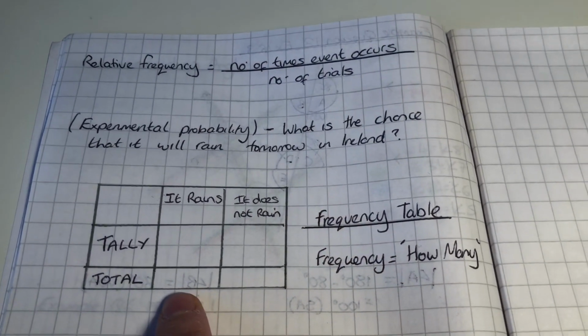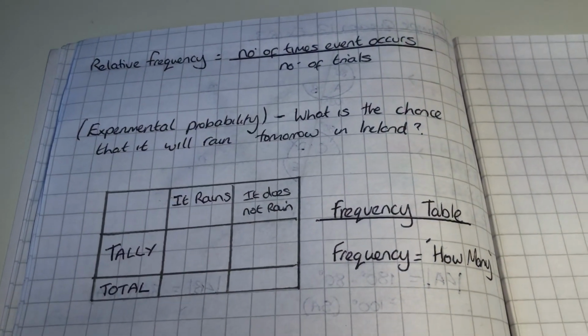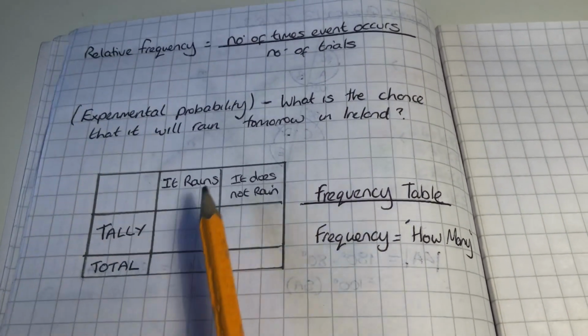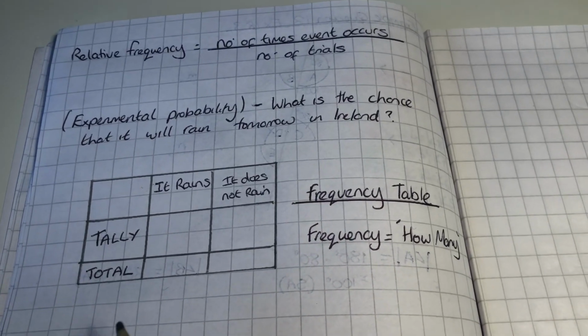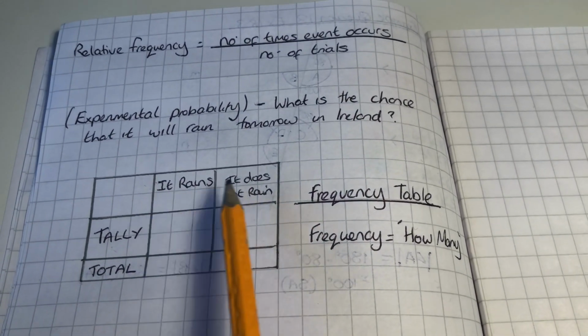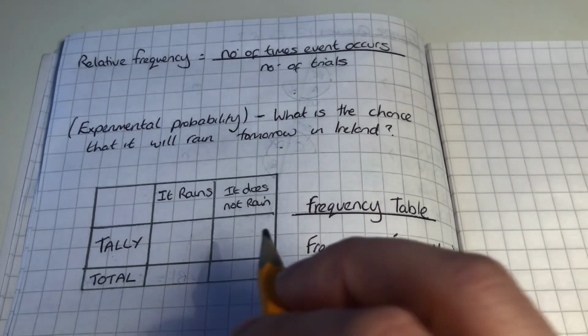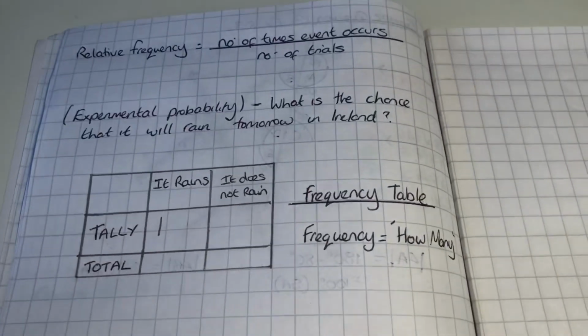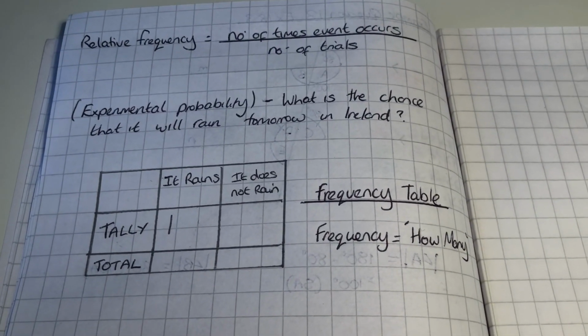So each day we would open up the curtains and we would look outside and then determine, has it rained that day or has it not? And we would put what we call a tally underneath the correct title. Now, a tally is simply a little score. It's a little line down like this.